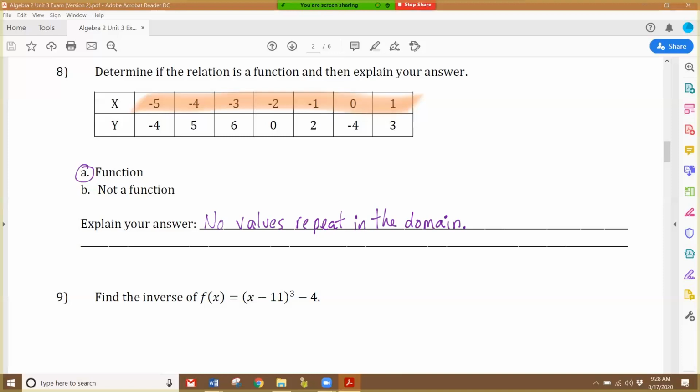So this one here is worth 2 points. You get 1 for choosing whether it's a function or not a function, and then another point for your explanation. Question 9 is a 3-point problem.